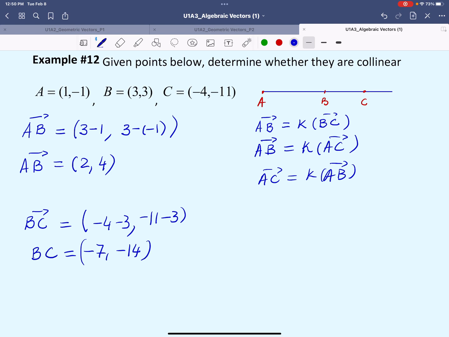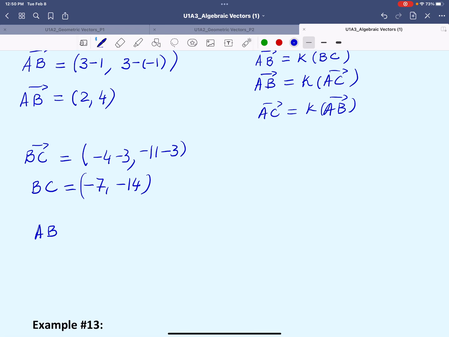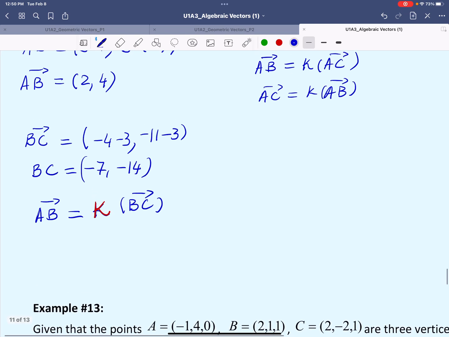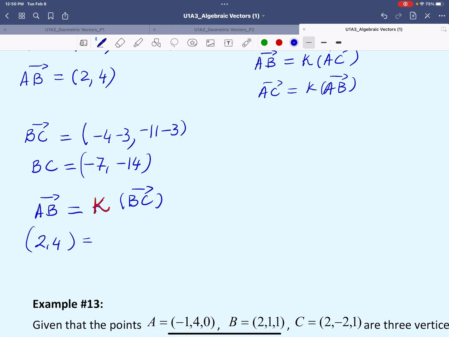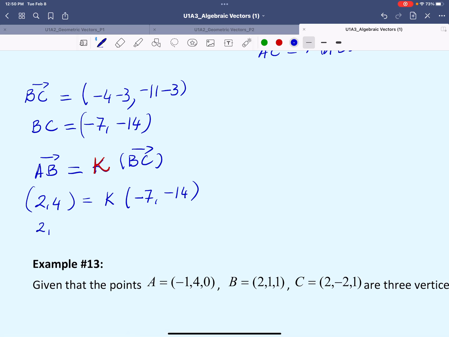So we're going to say that if we're able to find a scalar or a number that can relate AB with BC by the equation AB equals k BC, then the two vectors will be collinear. So let's take a look. AB was 2, 4, and BC was negative 7, negative 14. Okay, so what that means is 2, 4, we're expecting it to be negative 7k and negative 14k.